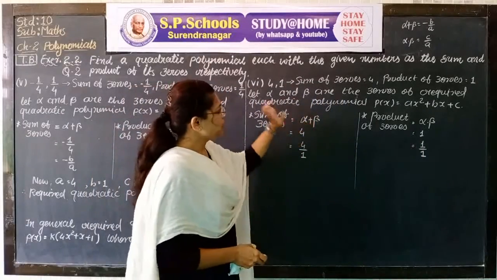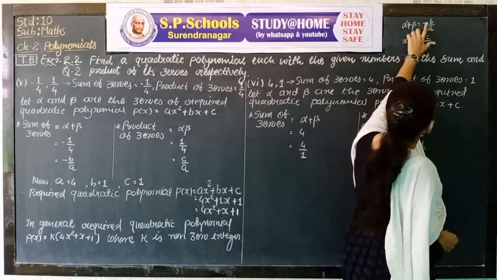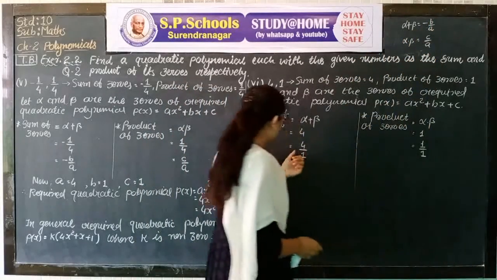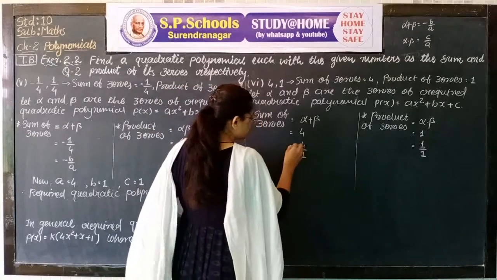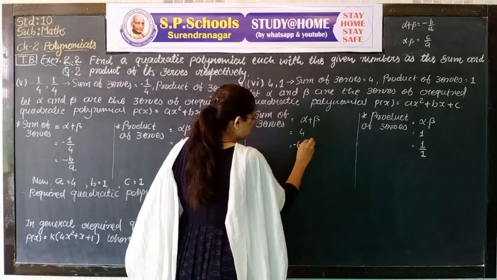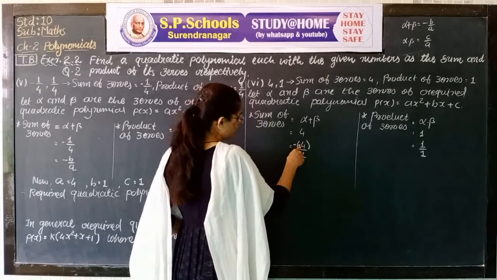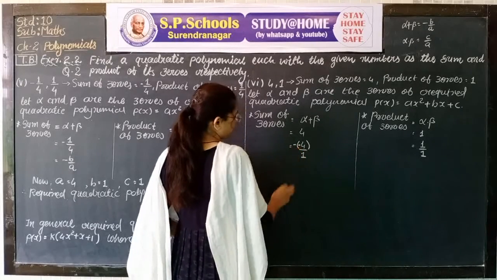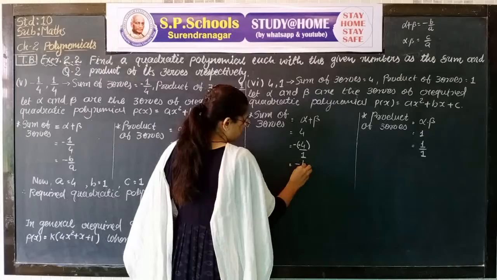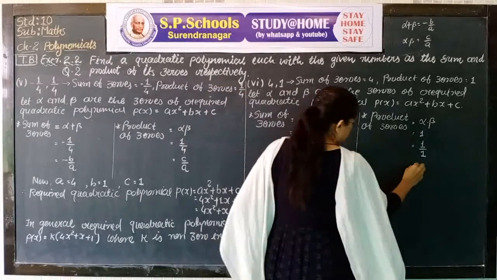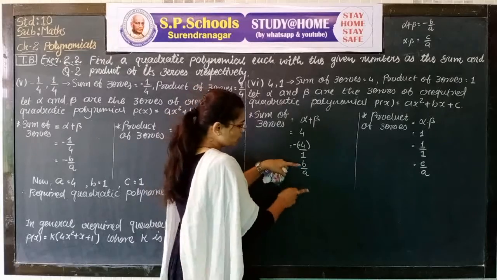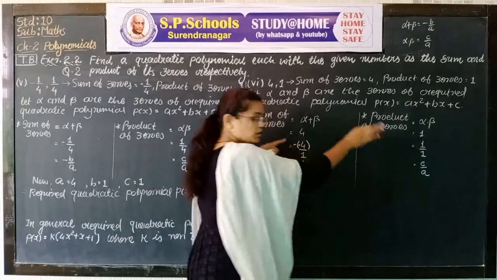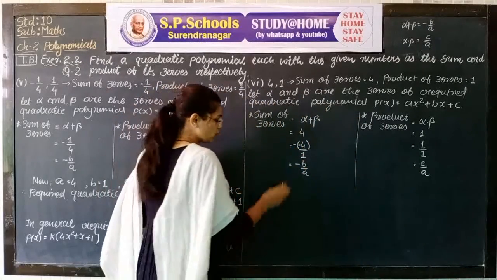Now alpha plus beta is equal to minus b upon a. Here minus is not available. Then we multiply the numerator by 2 times a minus: 1 minus is outside the bracket and 1 minus is inside the bracket. Minus b upon a and alpha into beta is equal to c upon a. On comparing minus b upon a and c upon a with the above terms, we get the values of a, b and c.